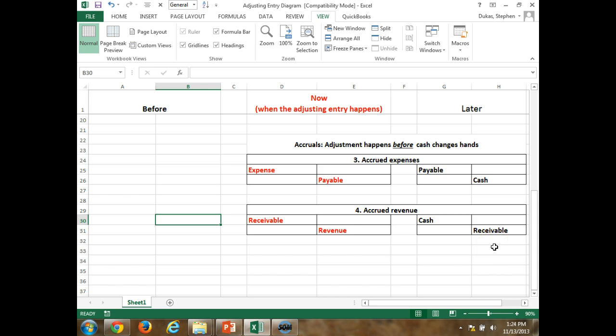Notice that all accruals are accompanied either by a payable or by a receivable, depending on whether they are revenues or expenses. So again, two classes of adjustments. Prepaids, the cash event happens first, the accounting event happens second. Accruals, the accounting event happens first, the cash event happens second. And that's our prepaids and our accruals and our adjustments in Chapter 3 in a nutshell.